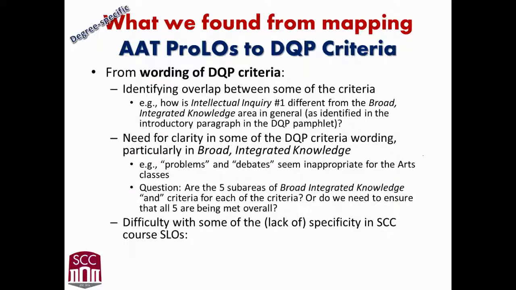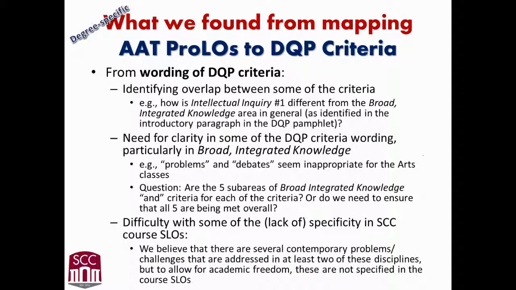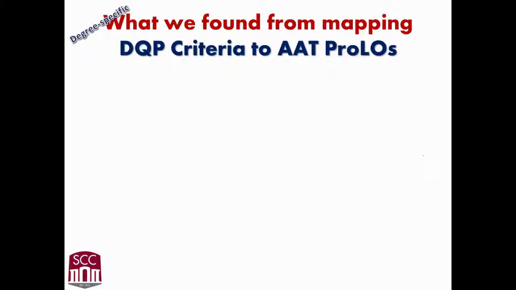We were also experiencing difficulties based upon our own SLOs and the way they were written. This is due to the academic freedom that we tried to allow in our courses. We knew that several of our courses in both the communication and the sociology disciplines address several contemporary problems and challenges, but they were not specifically identified in the course SLOs. So then we looked at what happens when you match the DQP criteria to our PROLOs, the other way around.